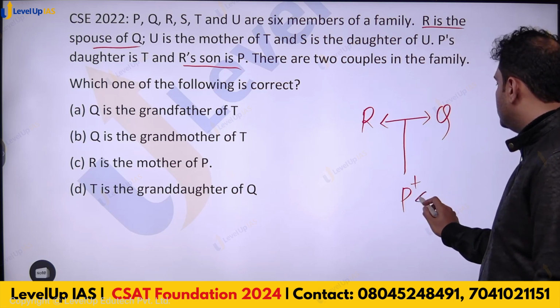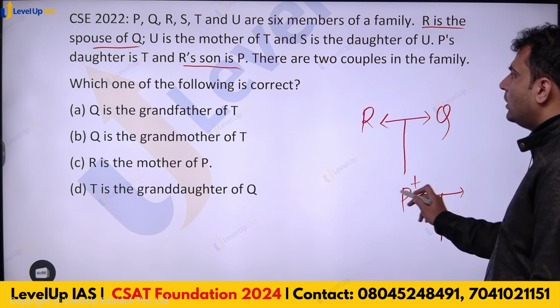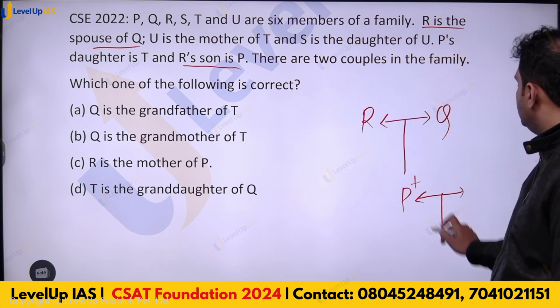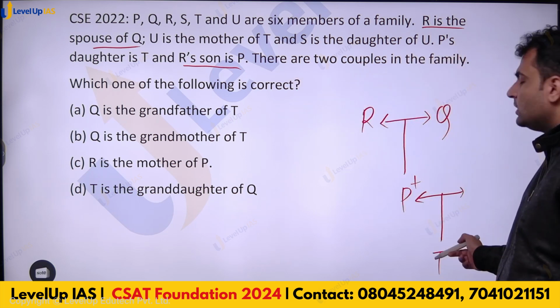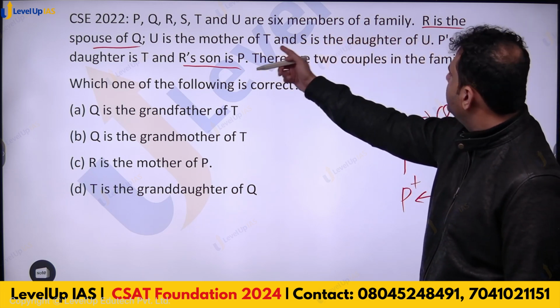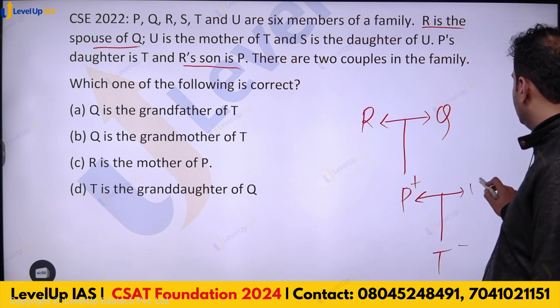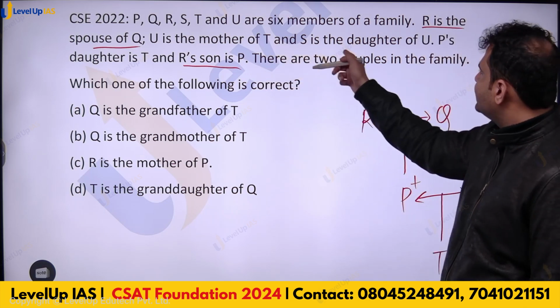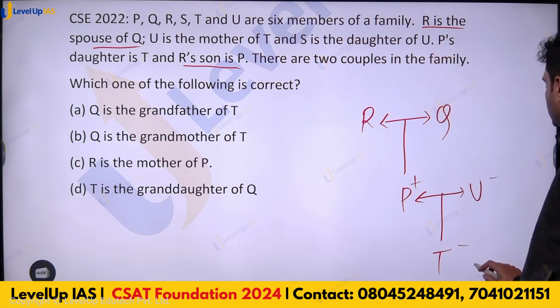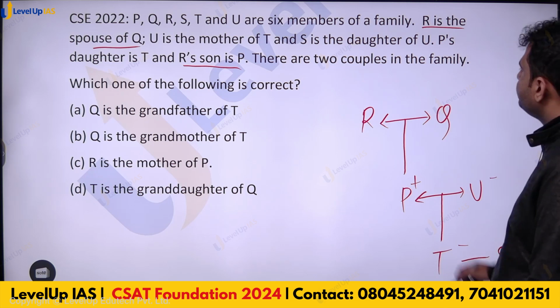Now P is a married person with someone, and he has a daughter who is T, and because T is a daughter, shown with minus sign. Fine. Then we have U is mother of T. U is mother of T meaning U is here, and S is daughter of U. Now S is a daughter of U, so these two are siblings shown by non-directional arrow.